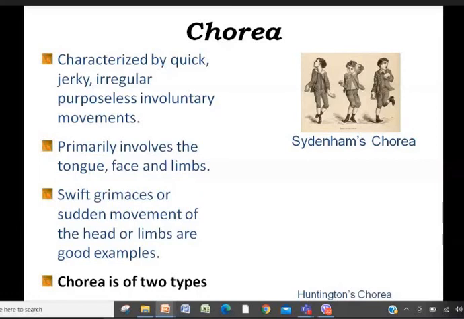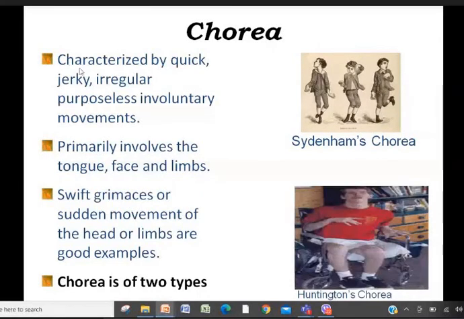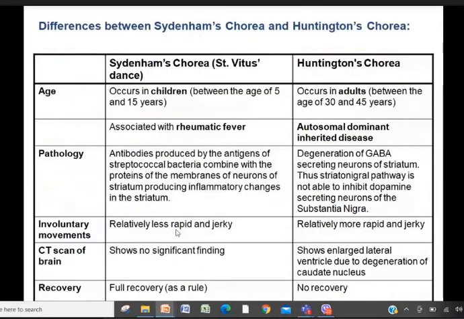Chorea is of two types. It is characterized by quick, jerky, irregular and involuntary movements, and it involves tongue, face and limbs. Swift, sudden movements of the head and limbs are good examples. So study the difference yourself.